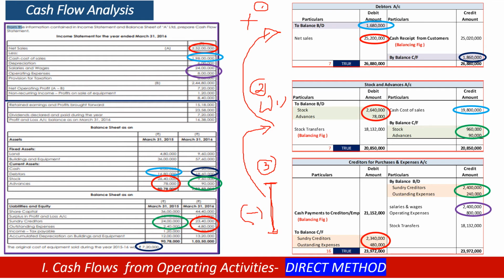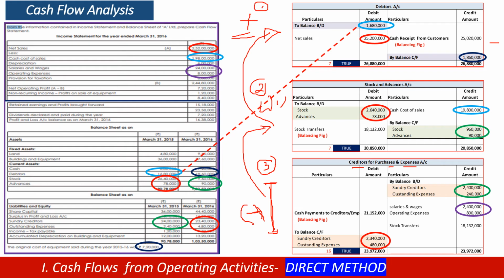Simple. While preparing these three, our whole purpose is to find out how much money did we receive from our customers and how much money did we pay to our creditors for purchases, that is suppliers, our employees, and all other expenses. For deriving these two, for convenience, we make three accounts. Let us proceed. How do we do? First, debtors account let us prepare.